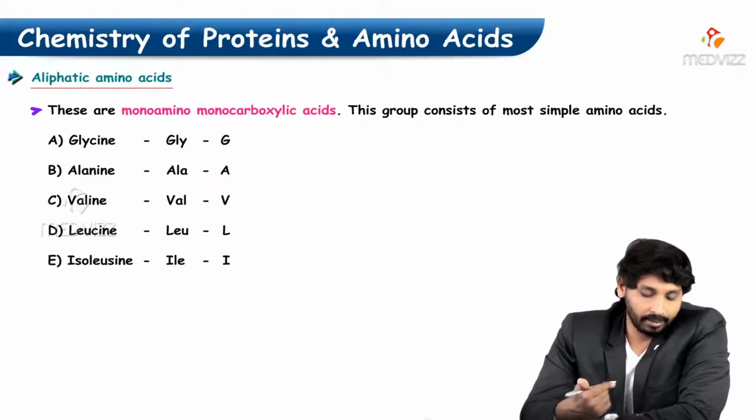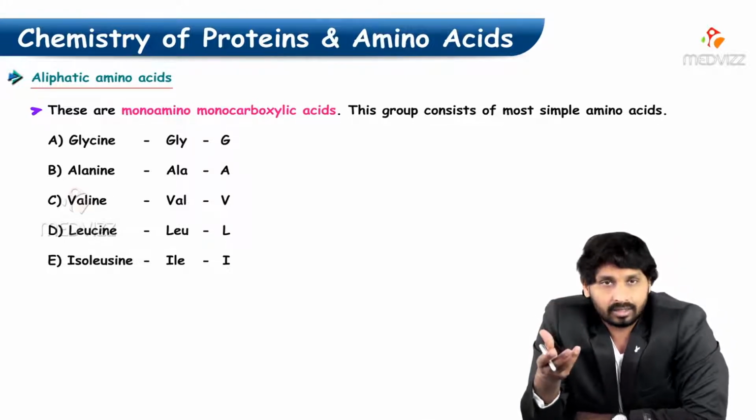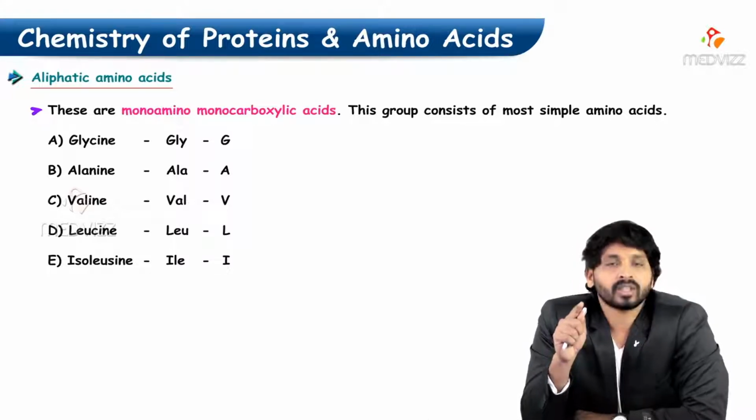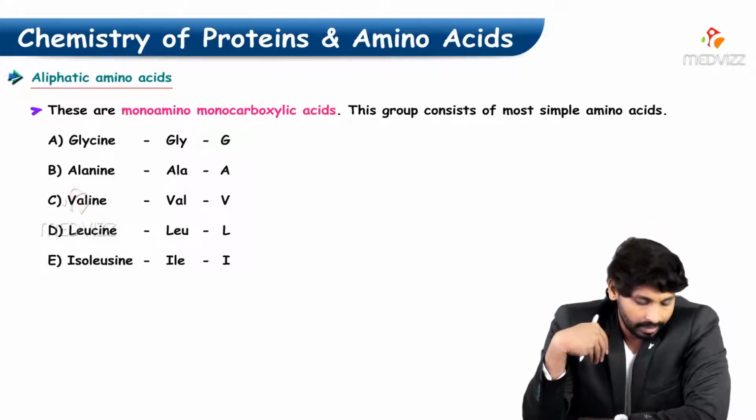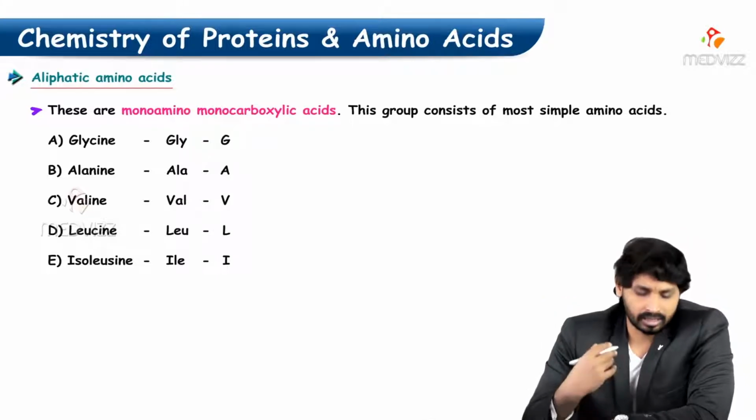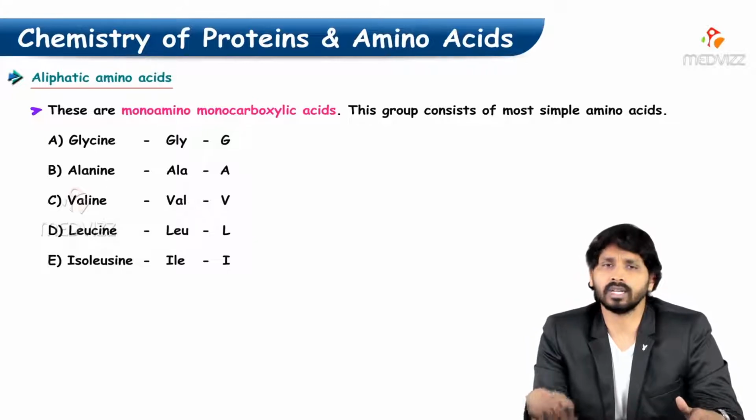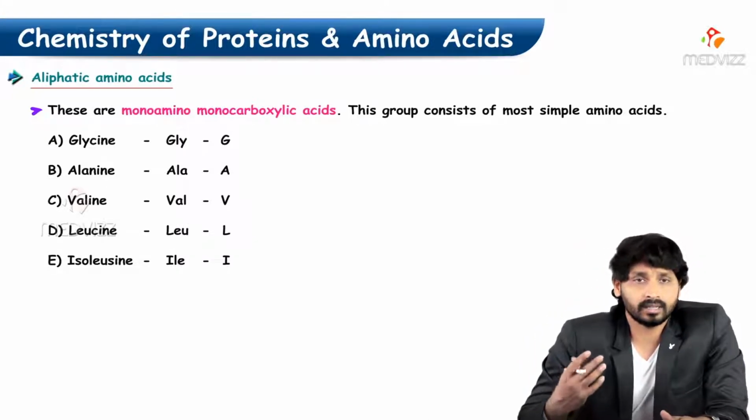So aliphatic amino acids are monocarboxylic acids. That means a single amino group and a single carboxylic group. Aliphatic amino acids are monoamino and monocarboxyl, where mono means single. Example, glycine, the simplest amino acid, as you say, the simplest carbohydrate, monosaccharides, glycerol you have taken. Here the simplest amino acid is glycine.